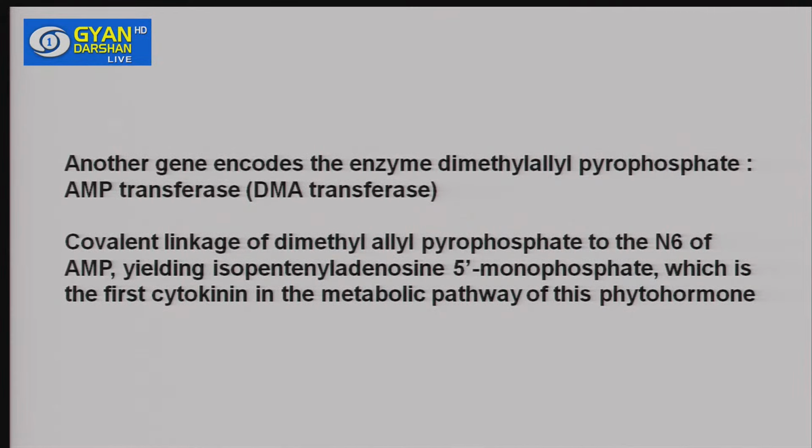Another gene encodes the enzyme dimethyl allyl pyrophosphate AMP transferase, or the DMA transferase. It helps in the covalent linkage of dimethyl allyl pyrophosphate to the N6 nitrogen of adenosine monophosphate, yielding isopentenyl adenosine 5' monophosphate, which is the first cytokinin in the metabolic pathway of this phytohormone. So this is another cytokinin regulating gene which is also there within the tDNA region.